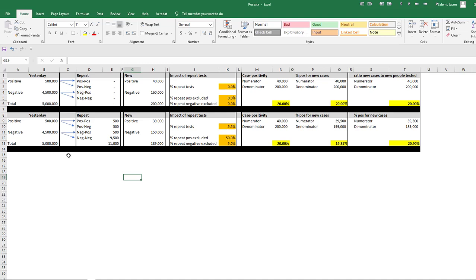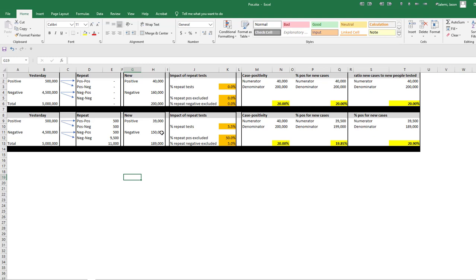So let's go through this in a little bit more detail. Again, the scenario for yesterday, those 5 million people, that's the exact same. This time, instead of 40,000 new positive tests, I've got 39,000 new positive tests. I'm still going to have a total of 40,000, but I've only got 39,000 positive tests among people who have never been tested before. And the same thing with the negative tests. I'm not going to have the full 160.